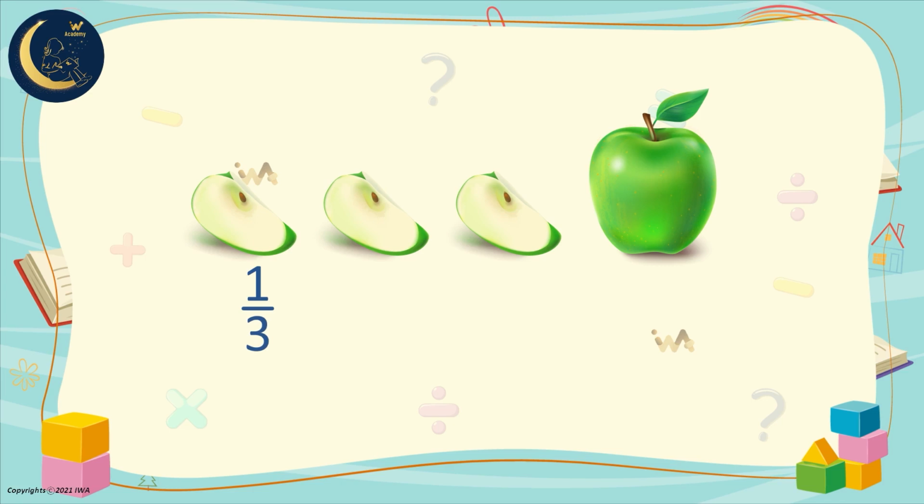Now, we have 1 over 3. What is the name of this fraction? 1/3. Its name is one third. It is written in words like this, one third. Also, this part is called one third, and also this. The result of adding all these parts gives 1.